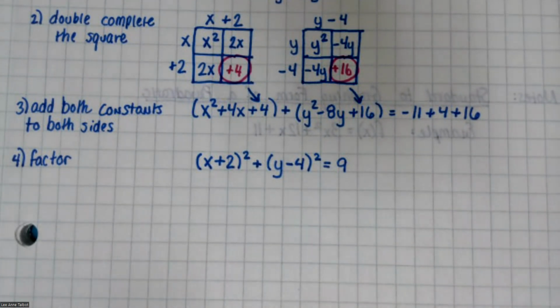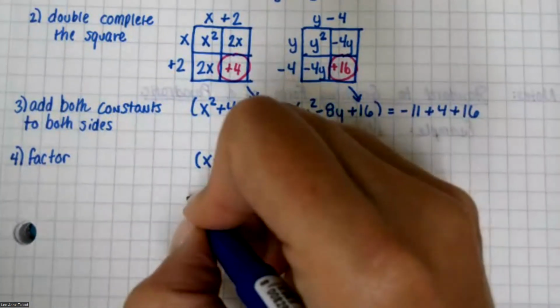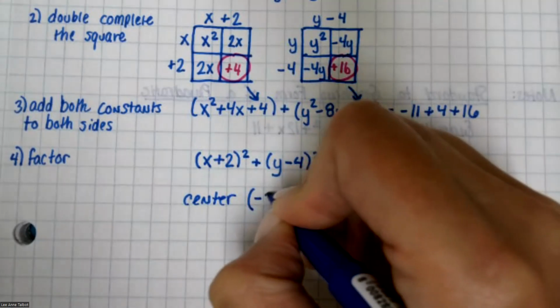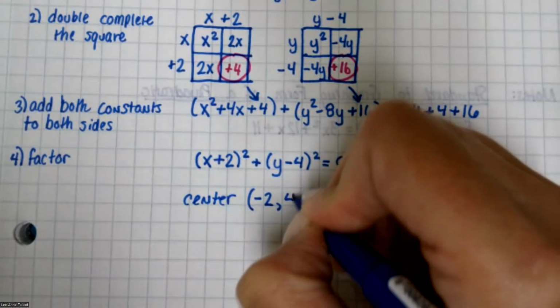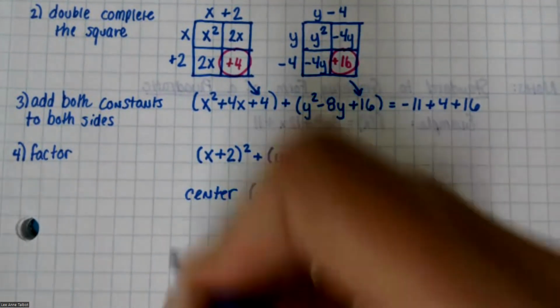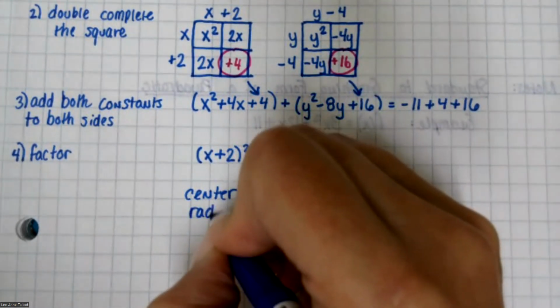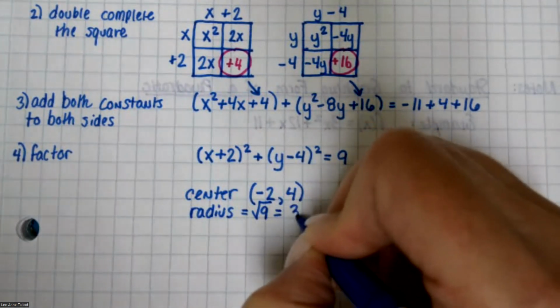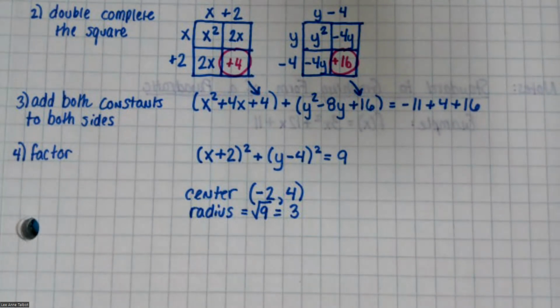Okay, now we're not going to graph this, but I do want to state the center of this circle would be -2, +4. And the radius would be the square root of 9, which is 3.